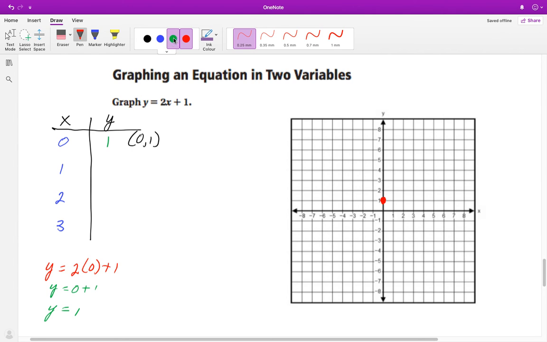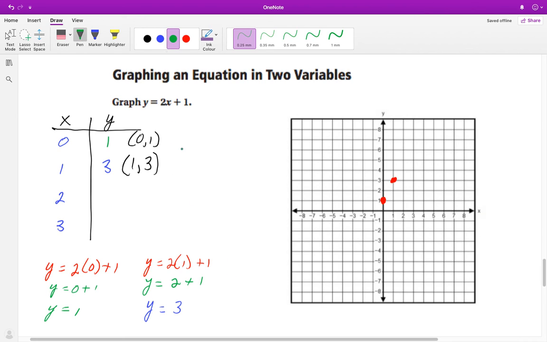All right, so now the next one, let's go ahead and plug in y is equal to 2 times 1 plus 1. Well, I know 2 times 1 is 2, so 2 plus 1 is going to give me 3. So y is then equal to 3. So this gives me the ordered pair of (1, 3). So I can plot the point along 1. Here's my 1 for x. I go up 1, 2, 3, and there is my point.